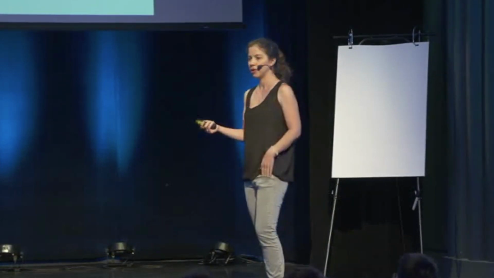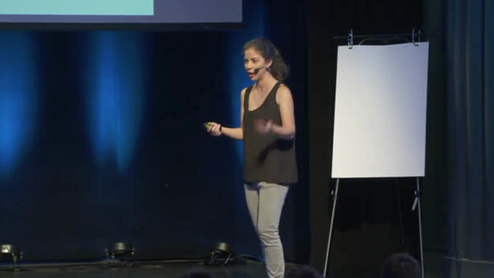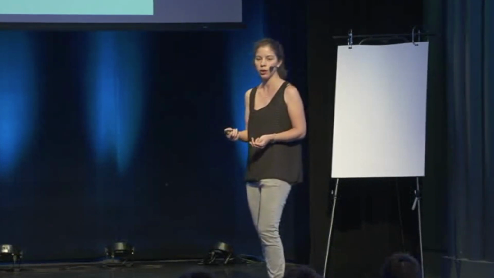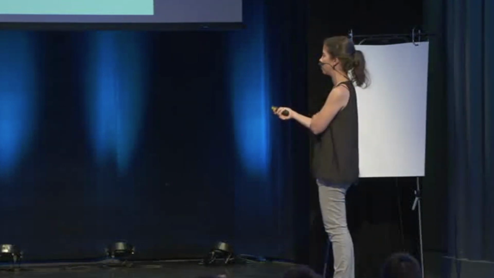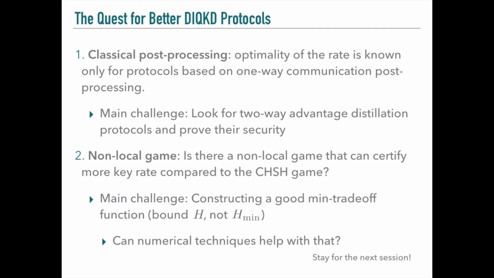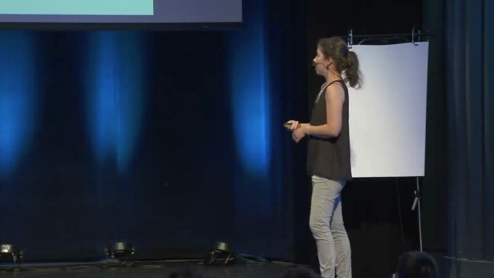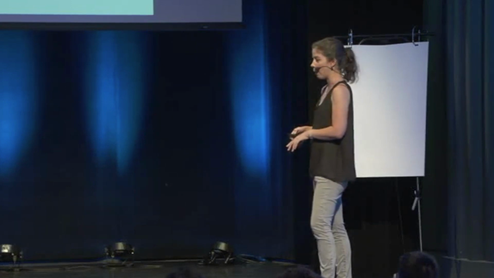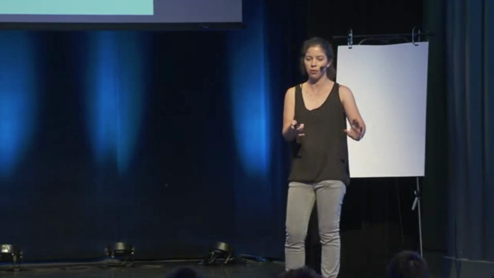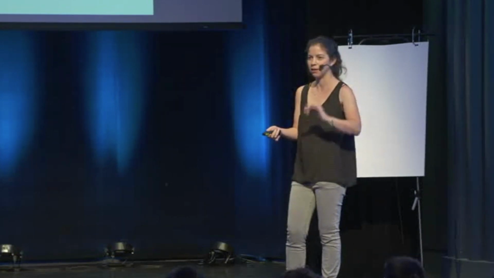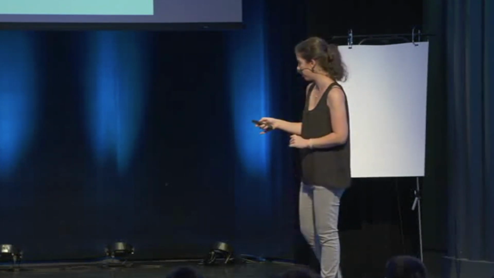The other thing that we can do concerns optimality. Again, it was optimality for the CHSH game, so maybe you want to change the game. You don't want to do the CHSH. The question is whether there is a better non-local game that can allow us to certify more entropy. Here, the main challenge is the following. If you switch the Bell inequality, the only thing that you need to change in the security analysis is the min-trade-off function. If you find a good min-trade-off function, you get the tight result for this new Bell inequality.